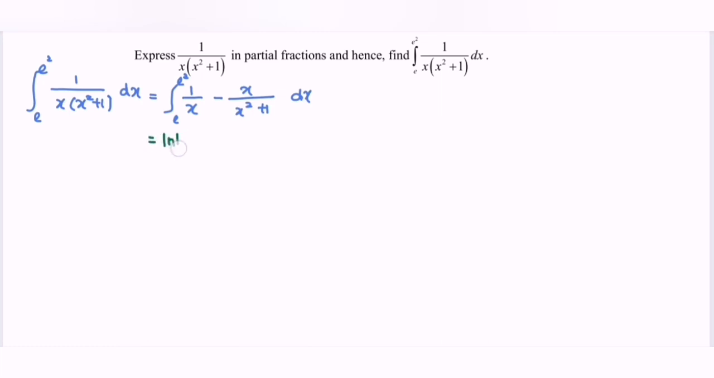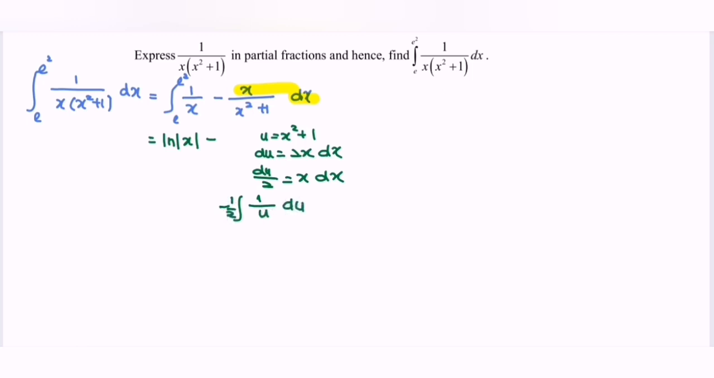So first, ln x minus, where we have to make use of the substitution method. Let u equal x squared plus 1. So du equals 2x dx. Kindly refer to this part, where we have x dx. So du over 2 will be equal to x dx. So kindly substitute. Here we have negative 1 over u du, with 1 over 2. So ln x minus 1 over 2 ln u. Substituting back, ln x minus 1 over 2 ln, where u is x squared plus 1.